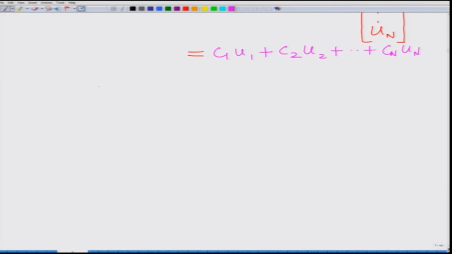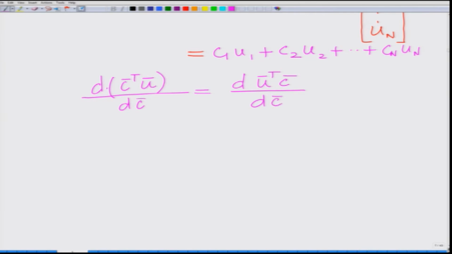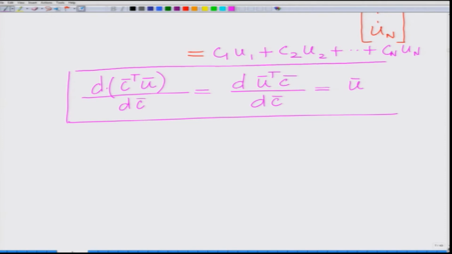And therefore, naturally, if we take the derivative, the derivative of C bar transpose u bar with respect to C bar will be equal to the derivative of u bar transpose C bar with respect to C bar, and we already know this derivative is equal to u bar. So, we have this principle.